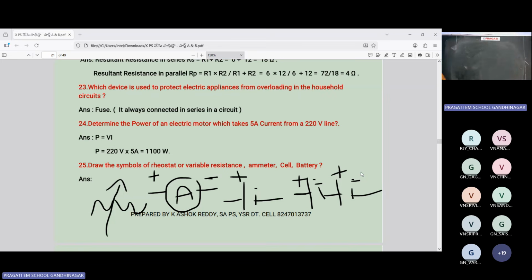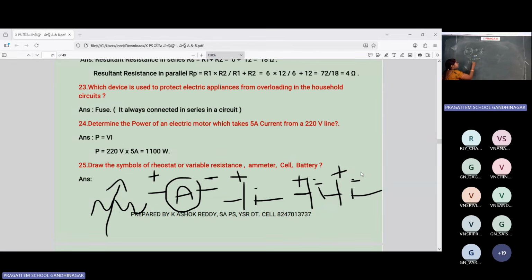Here for power we have 3 or 4 formulae. P is equal to I square R, that is equal to V square by R. So many formulae are there. By interchanging the voltage, current and resistance in the Ohm's law, we will get this formula for the electric power. But here we are using only P is equal to VI, because in the problem it is given current I is equal to 5 amperes and V is equal to 220 volt.